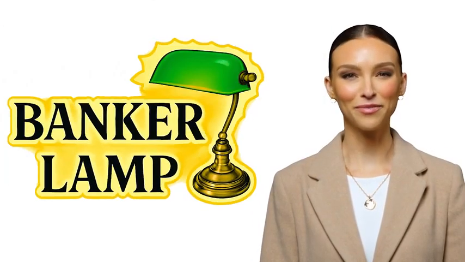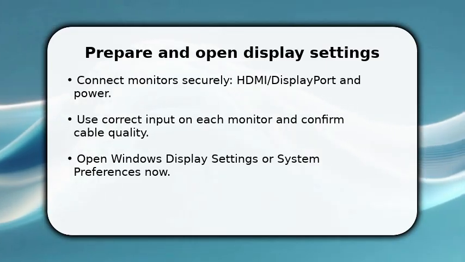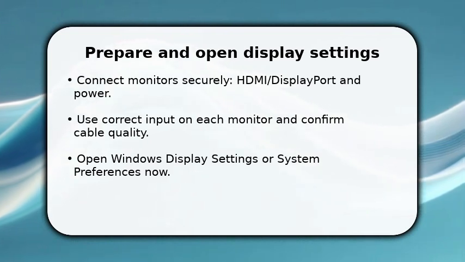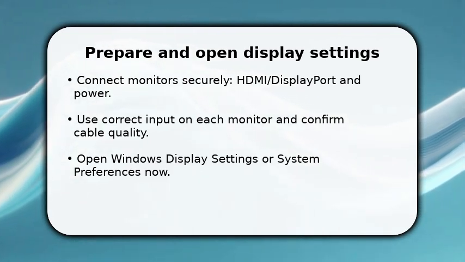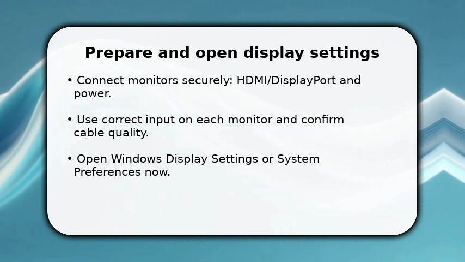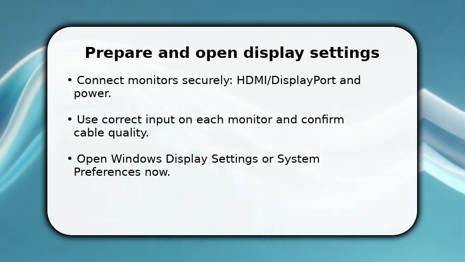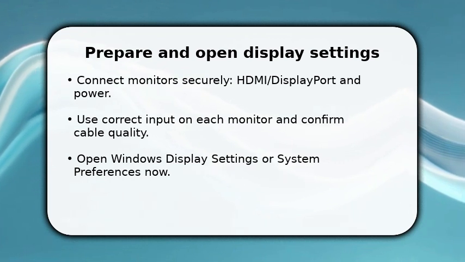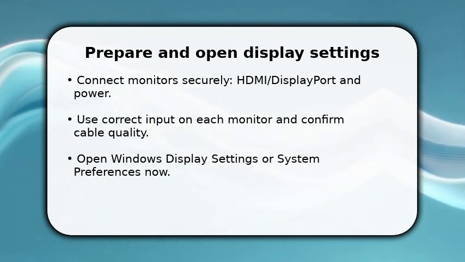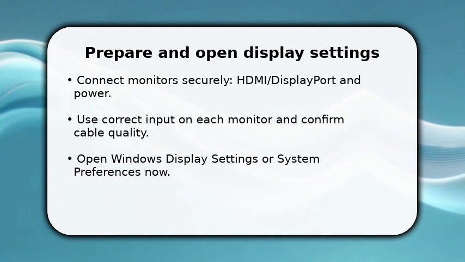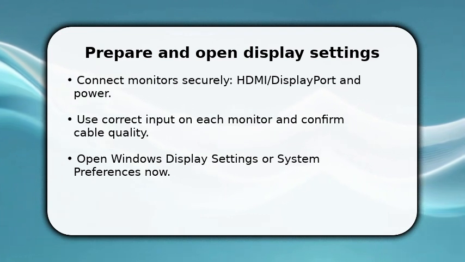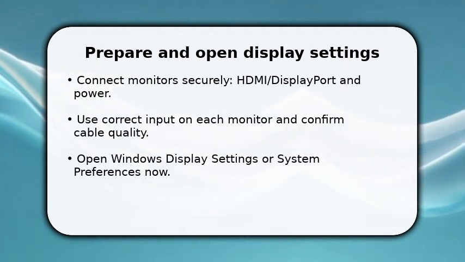Please enjoy the video. You're starting with the essentials. Check that each monitor is powered and connected via the intended cable. Once done, switch to the proper input on the monitor itself, and then open Display Settings on Windows or System Preferences on Mac OS. You should see multiple displays detected. If not, press Detect. Make sure Primary Monitor is set, and do not change scaling yet.